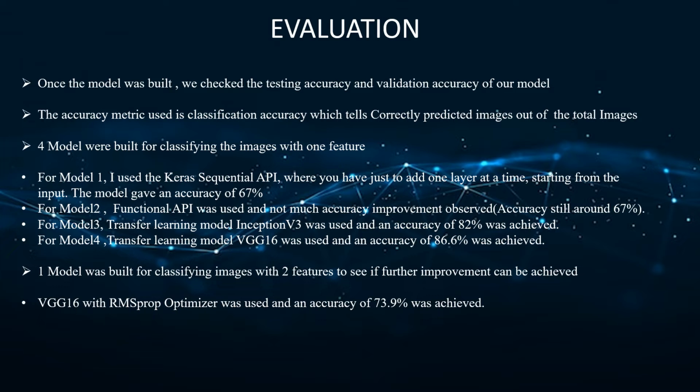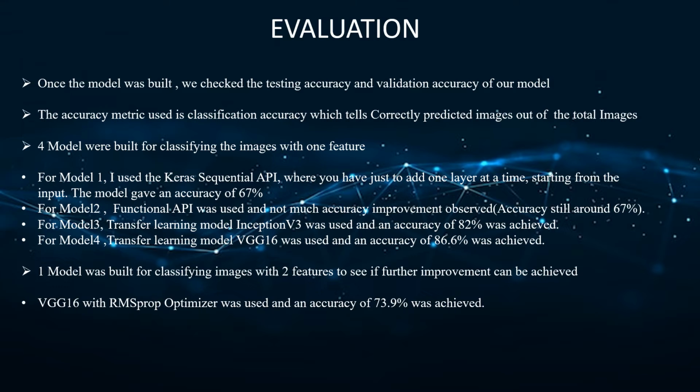The first model that I built was using the sequential API in Keras. I was able to get an accuracy of 67%. The second model that I built was using the functional API, but I didn't see much improvement in accuracy, and still the accuracy was around 67%. The third model I built was using transfer learning, and I used the Inception V3 model, and I was able to get an accuracy of 82%.